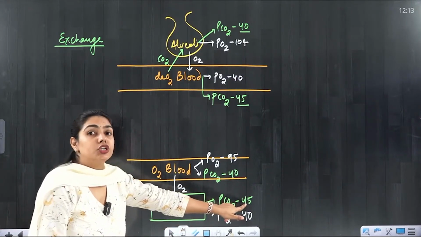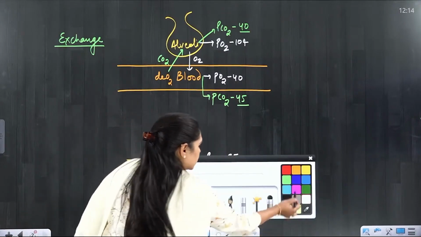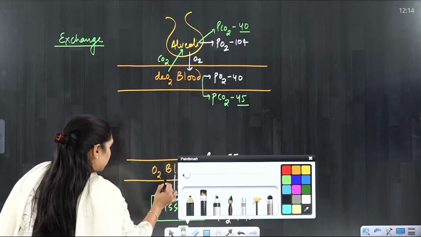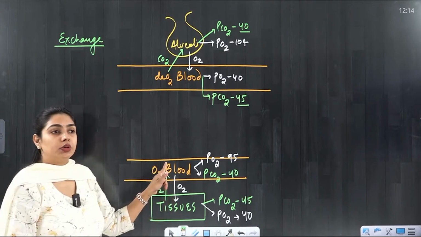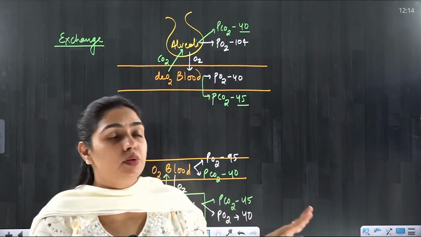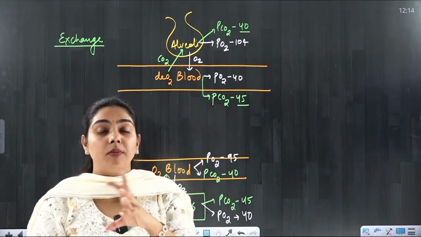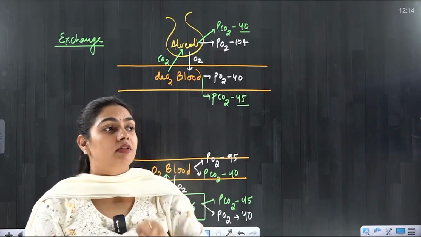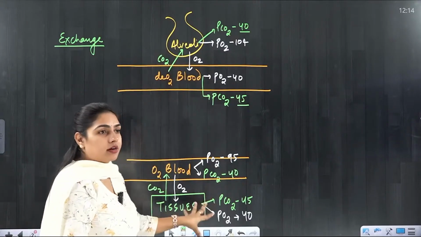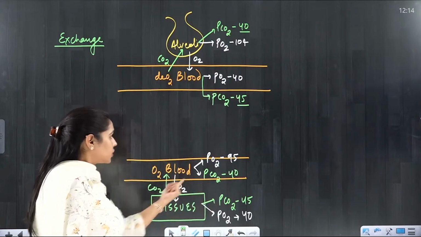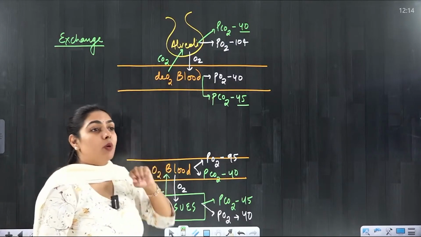Where is CO2 more? Tissues. Where is CO2 less? Oxygenated blood. So, CO2 will diffuse from tissues to blood. This is exchange. Are you understanding the exchange? Now, I will tell you the transport. In which form will the oxygen and carbon dioxide be transported? Oxygen is transported from here to here, and CO2 is transported from here to here. So, that will be transport.